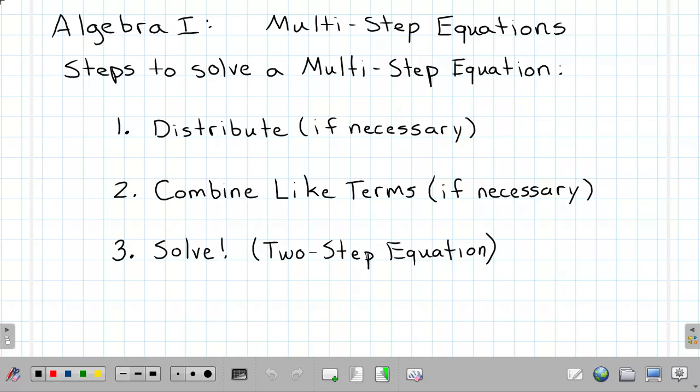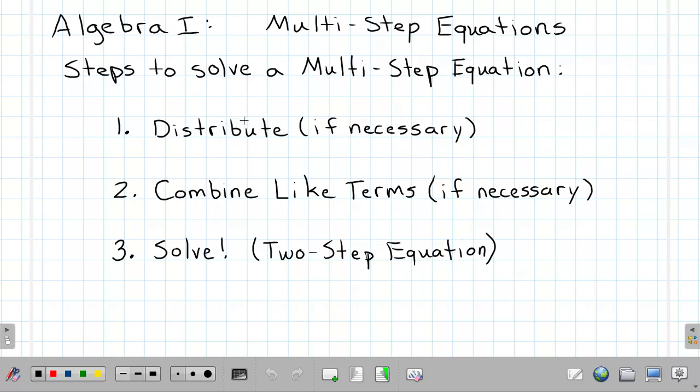Okay, so first thing is, let's go over the steps. The steps to solve a multi-step equation are: first step is to distribute. And notice here in parentheses, if necessary. Not every single multi-step equation will require you to distribute anything. The key to know when to distribute something, informally, is to look for parentheses. If you see parentheses, generally that means there's some distributing that needs to go on. But if not, as you'll see in example 1, there is no distributing that needs to be done. So in this case, you actually don't do step 1 because there's no distributing to occur.